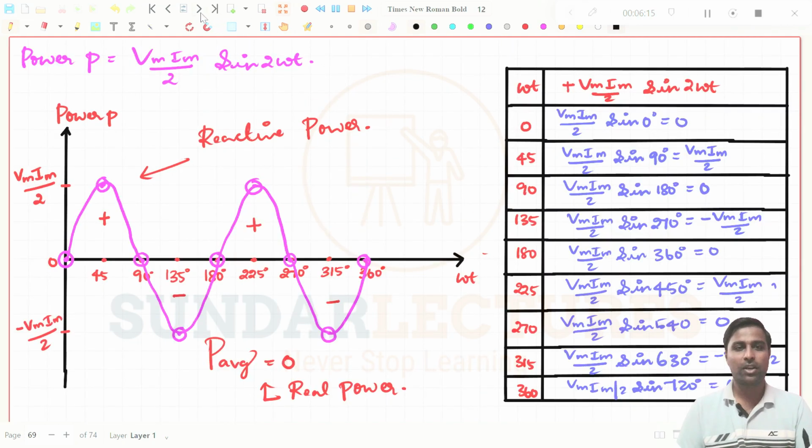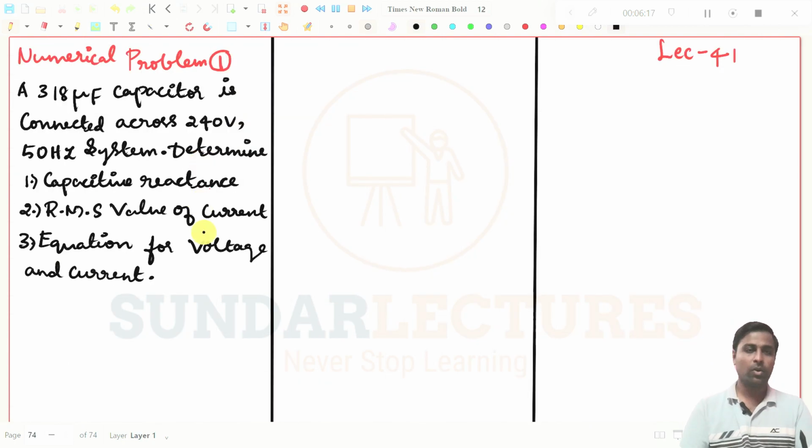And here you come now. So we will take up the problem now. What is the problem given? Try to write the given data first. We will write it down. Given data. What are all the things they have given you? A 318 microfarad capacitor is connected across a 240 volt 50 Hz supply system.